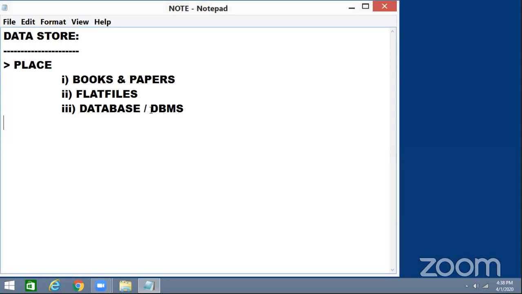And the first one, books and papers. Before taking the notes about books and papers, generally I think all of you are using books and papers now. Notebooks are used for writing, for storing your information. If you ask what the advantages of books and papers are, they are very, very rare.